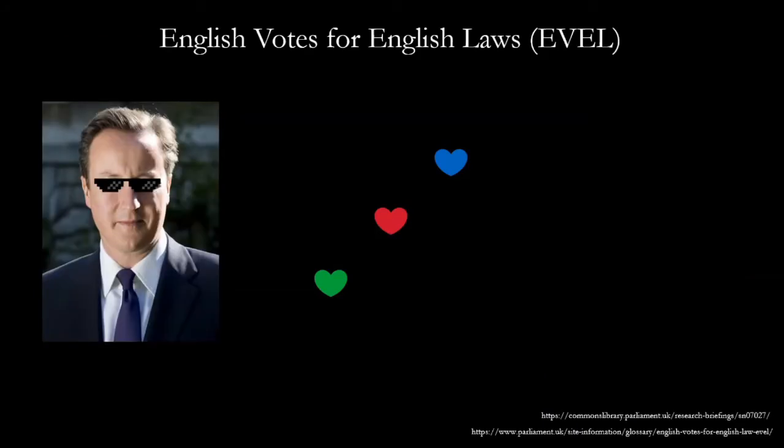English votes for English laws. What this means is that legislation that would affect only England would be verified that it does in fact affect only England, and then it can only be voted on by English MPs. Or, say, English and Welsh legislation is quite tied. It also stated that if it was English-Welsh legislation that only affected the English and the Welsh, then it could only be voted for by the English and Welsh MPs, which is pretty cool.